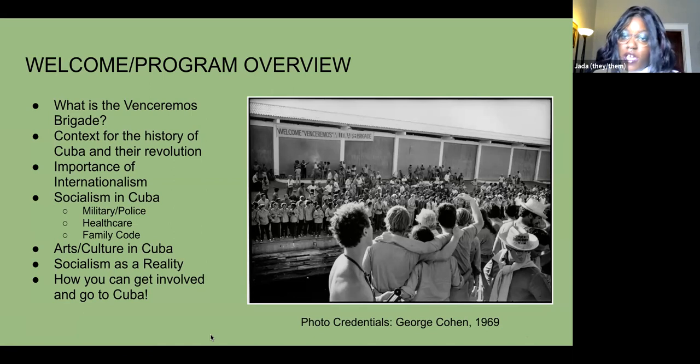And then we have a section on arts and culture in Cuba. And then wrapping it all up with socialism as a reality, like this is real, and what we experienced in Cuba is real, and people's lives in Cuba are real. And then ending it all off with how you can get involved, how you can come to Cuba with us, and the solidarity measures that we can take, even just here in the US. Next slide, please.